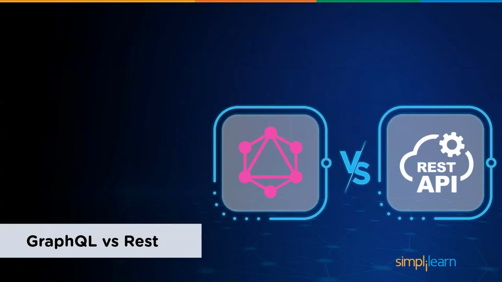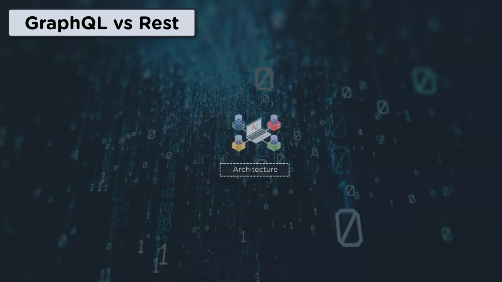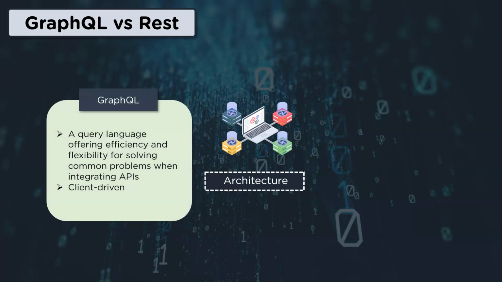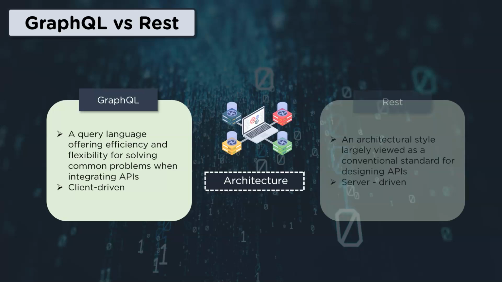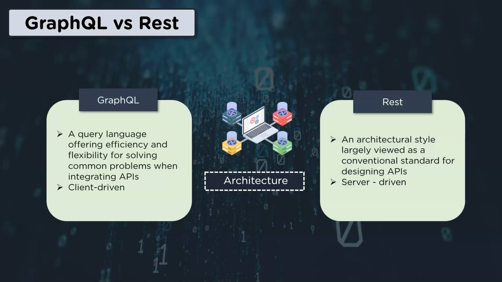Now that you know what GraphQL and REST are, let's look at the differences between the two. Although their objectives remain the same, they have significant differences. So let's look at them one by one. First up is architecture. Now, GraphQL, as I mentioned, is a query language that offers excellent efficiency and flexibility for solving common problems when integrating APIs. And one thing to remember is that GraphQL is client-driven. When it comes to REST, it is an architectural pattern and not a language, and it is widely used as a conventional standard for designing APIs. And also, REST is server-driven.